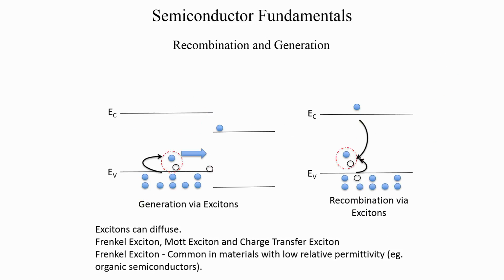The next mechanism of recombination generation is a process that uses an entity called an exciton. So, we say generation via excitons and recombination via excitons. So, what does generation via excitons mean?